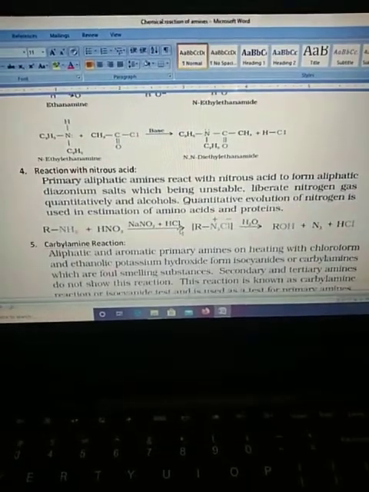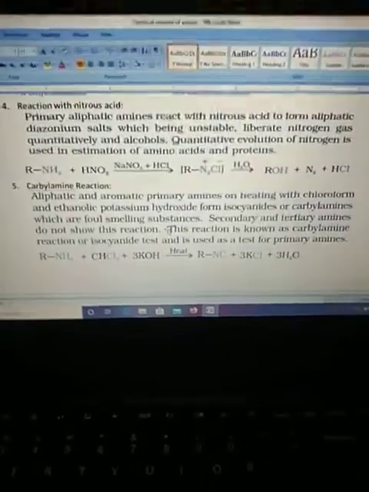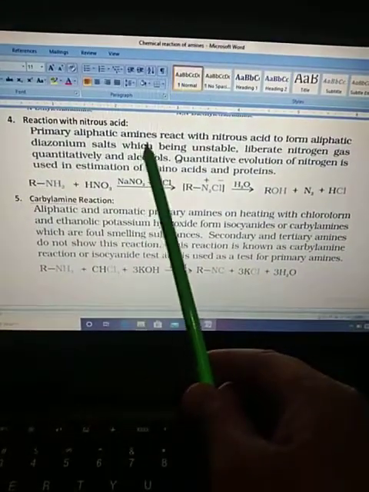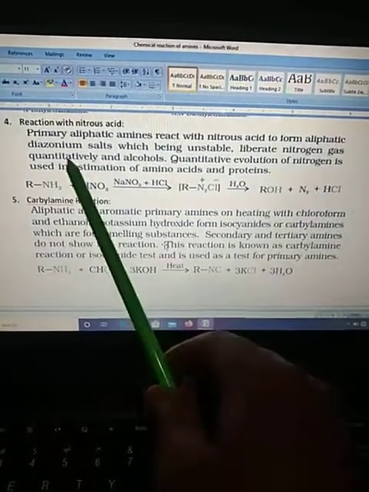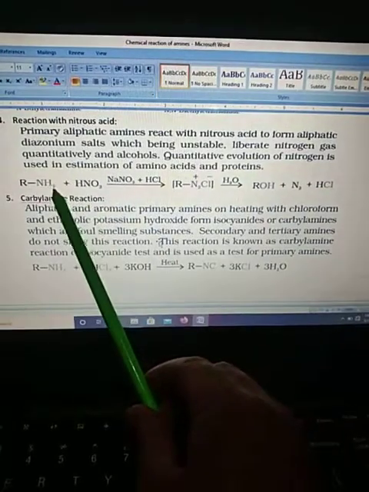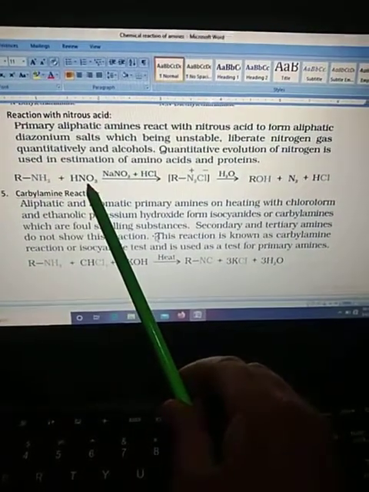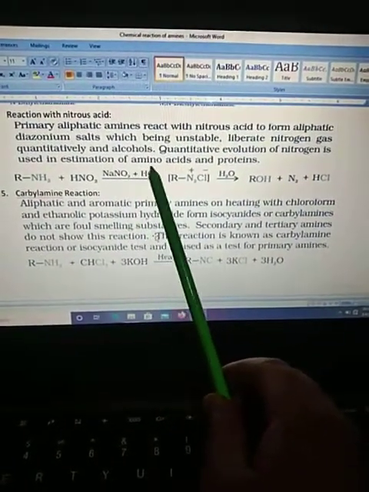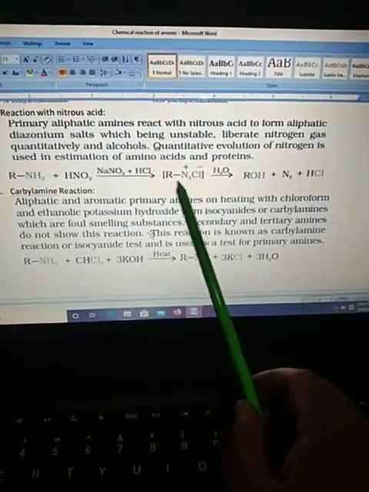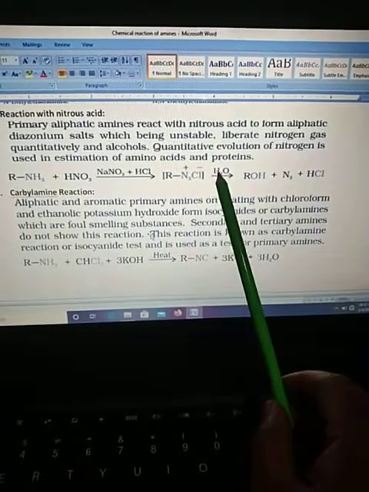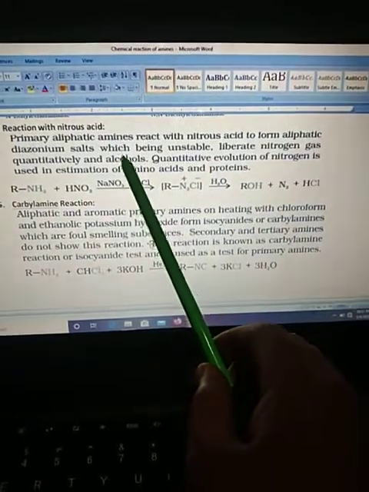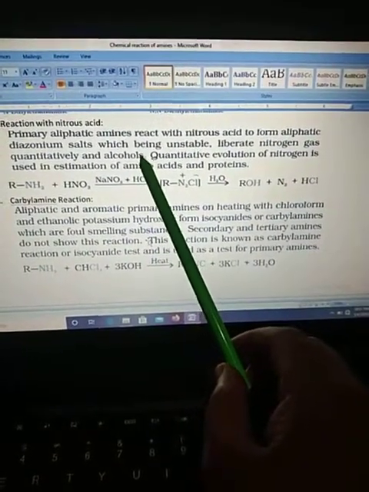Next we have a reaction with nitrous acid. Now let us see how the reaction takes place. Primary aliphatic amines react with nitrous acid to form aliphatic diazonium salt, which is unstable. When primary amines react with nitrous acid, which you get from sodium nitrite and HCl, it will form a diazonium salt which is a very unstable compound, and it will liberate nitrogen gas and alcohol. So this is the reaction of amines with nitrous acid.